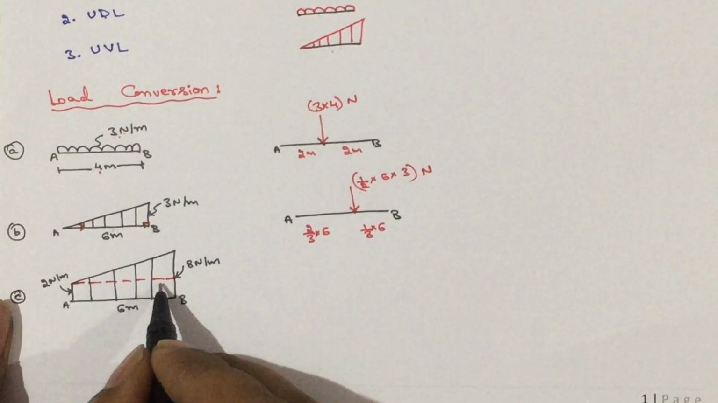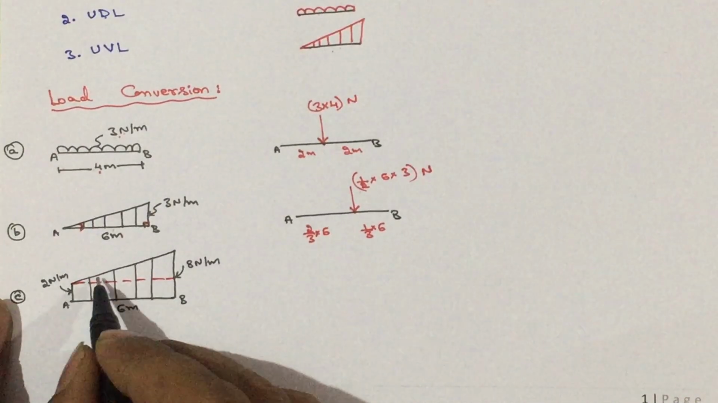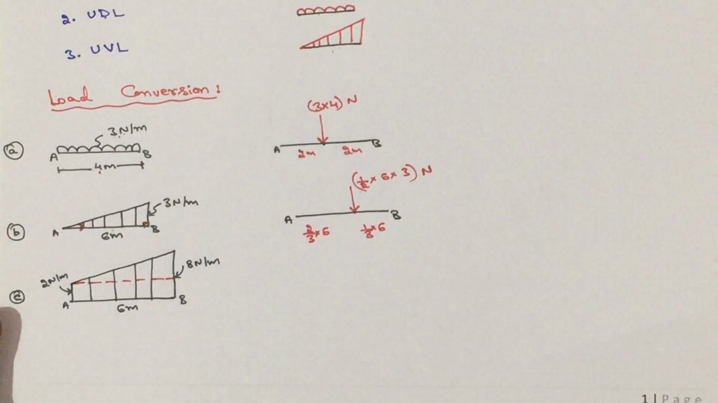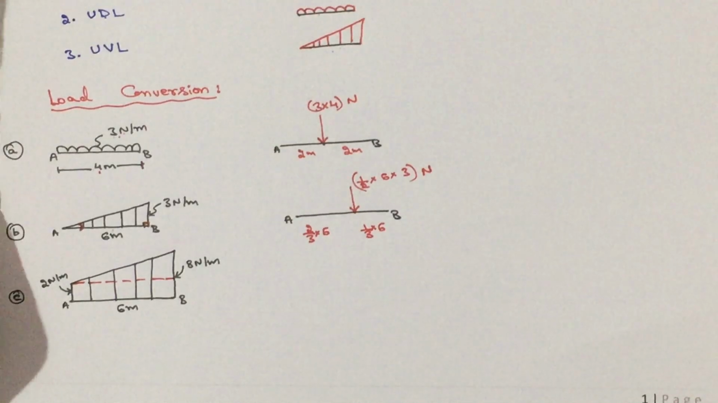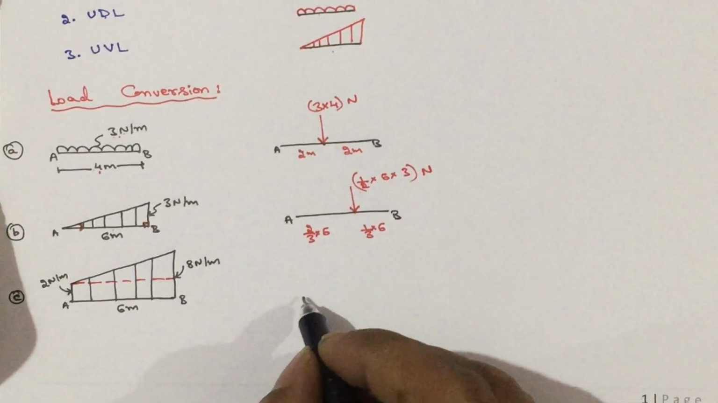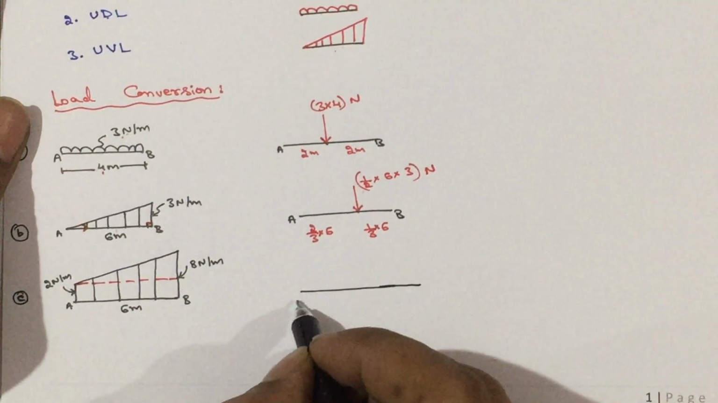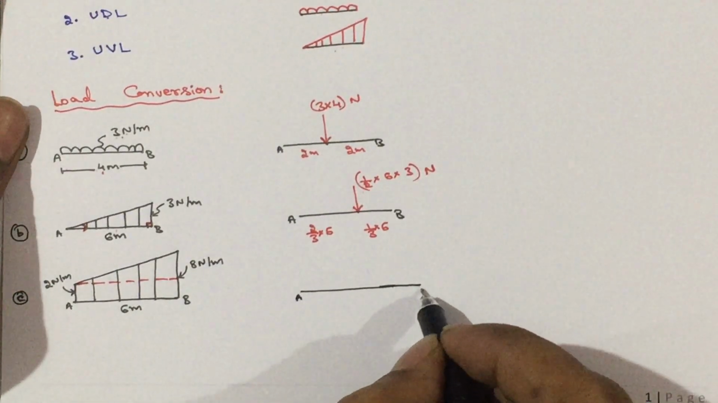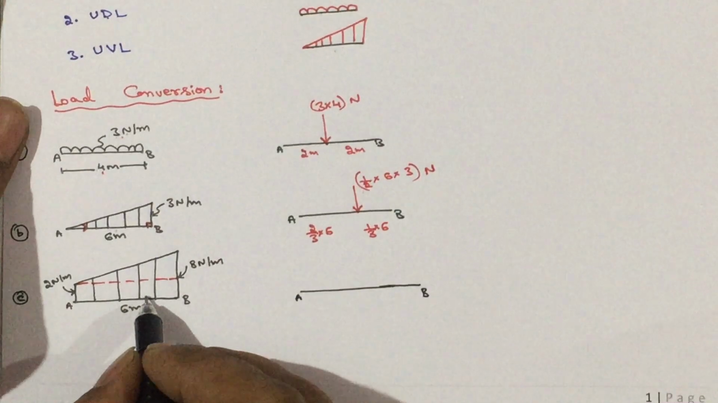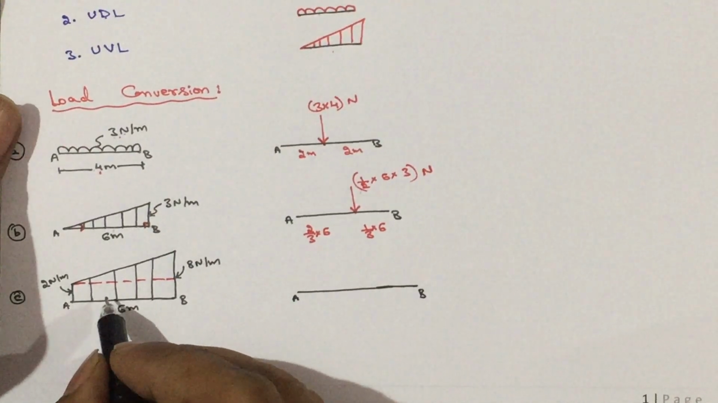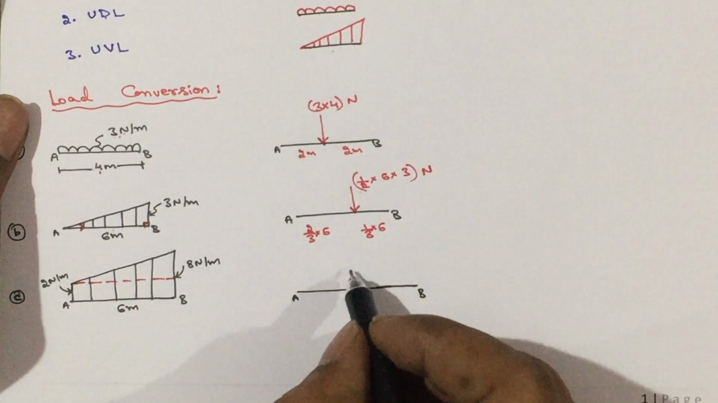Then the below portion will become UDL, the above portion will become UVL. You need to convert one by one. Let's convert this problem. I will write a line AB. First let us convert UDL. Okay, where it will act? At the center.